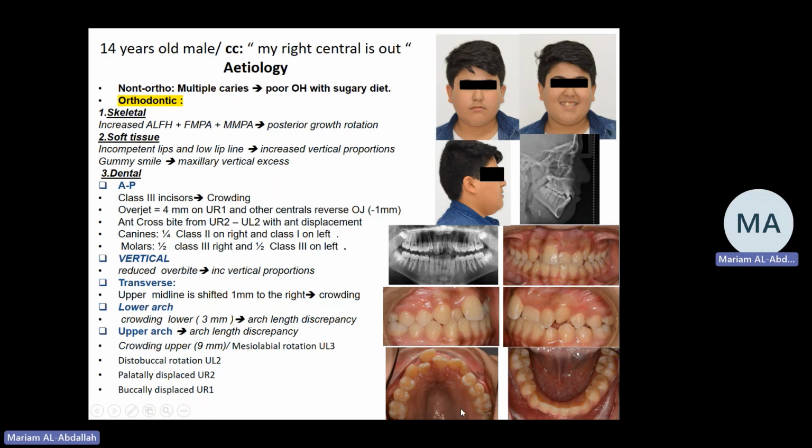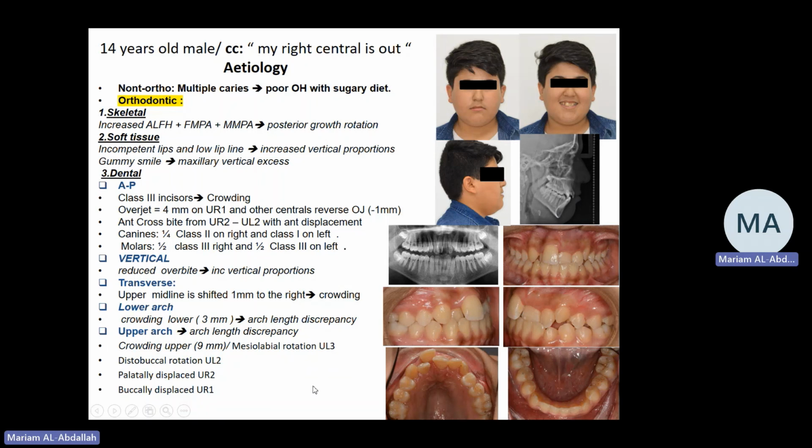The upper arch has about 9 millimeters of crowding with multiple rotations and multiple displacements, and this might be related to, again, tooth size arch length discrepancy, in addition to premature contact and mandibular displacement that made alignment of teeth not possible, because now the teeth are locked behind the lower incisors in a crossbite.